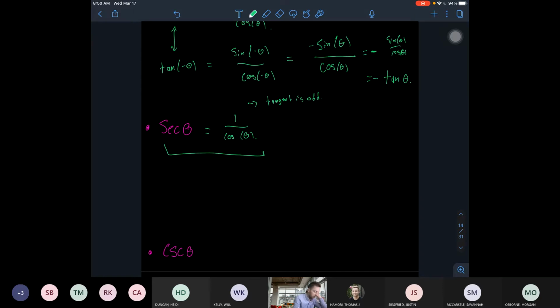Okay, good. Some evens coming through relatively quickly, and you're exactly right, because you can see how the logic would go. If I plug in negative theta, secant of negative theta is just going to be equal to 1 over cosine of negative theta. And I know that cosine is an even function, so this is equal to 1 over cosine of theta.